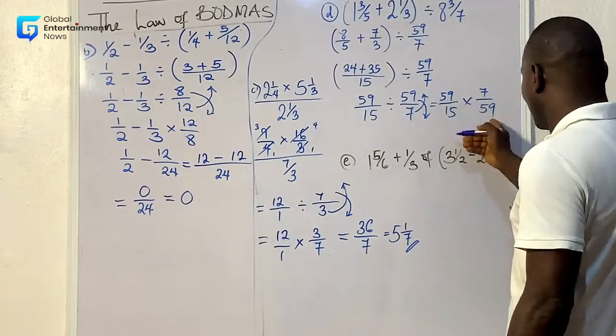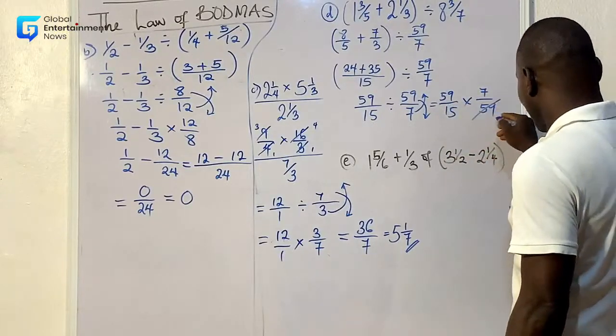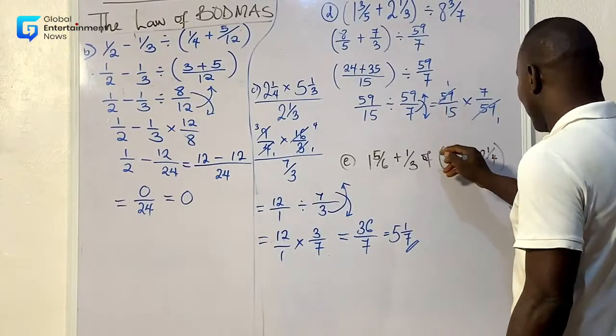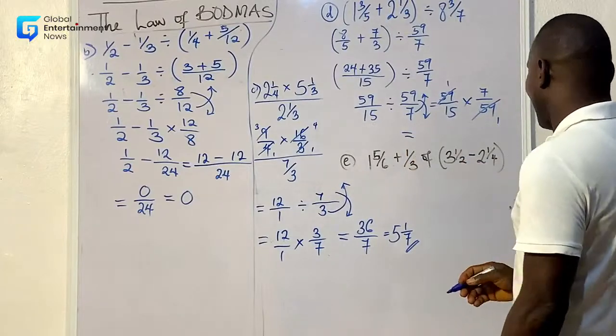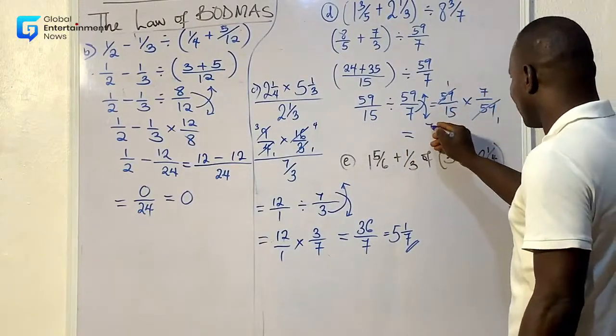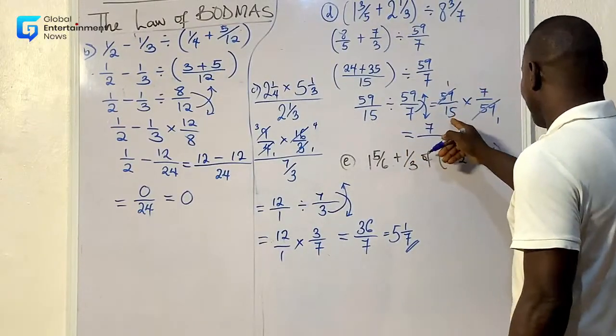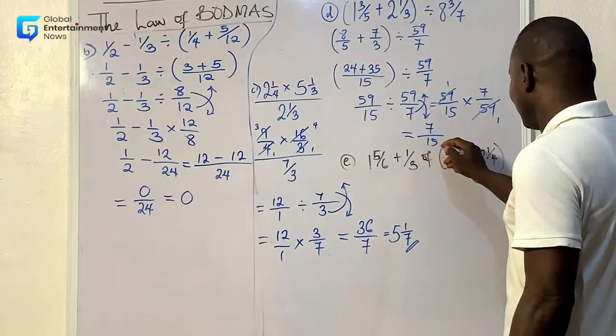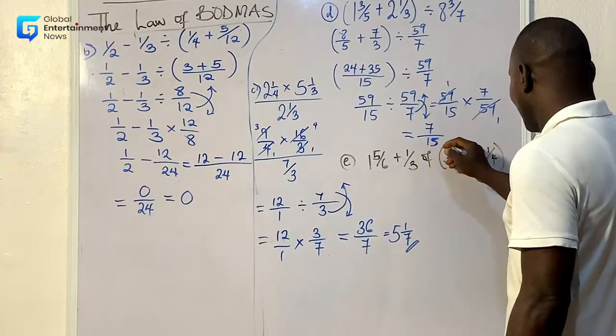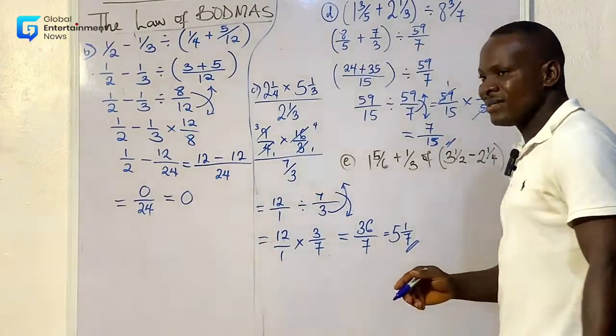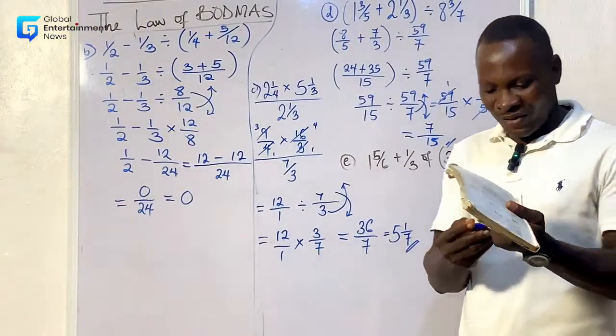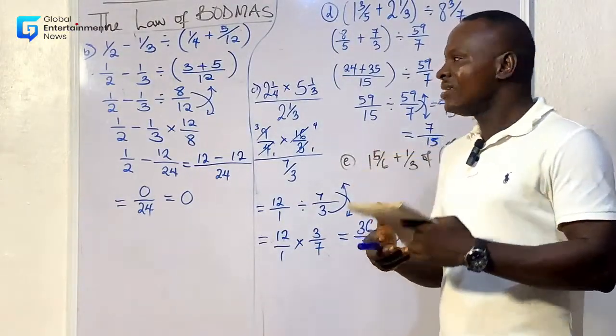Having done that, what is the next thing? We have something in common, an opposite term. 59 here gives 1, 59 here gives 1. So what is our final answer? 1 times 7 is 7, over 15 times 1 is 15. And that is our final answer: 7 all over 15.